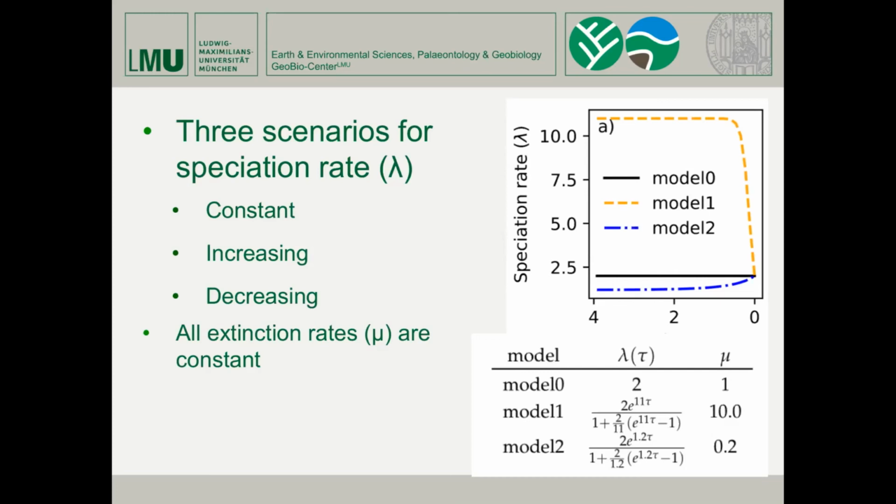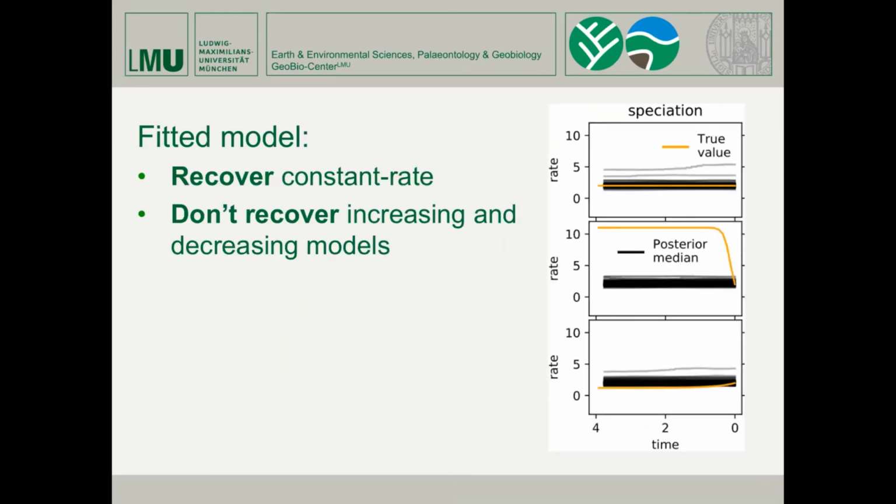model. If we look at the results, we can see that the top panel has the constant rate model, the middle has the decreasing speciation rate model, and the bottom has the increasing speciation rate model. We do recover the constant rate model, but we do not recover the increasing and decreasing speciation rate models. The problem is still not identifiable, but we did not recover the true model in 2 of the cases, but we did recover the simplest model.